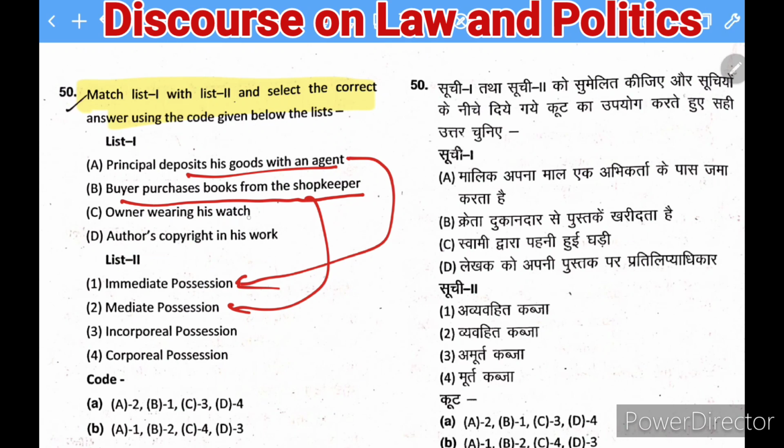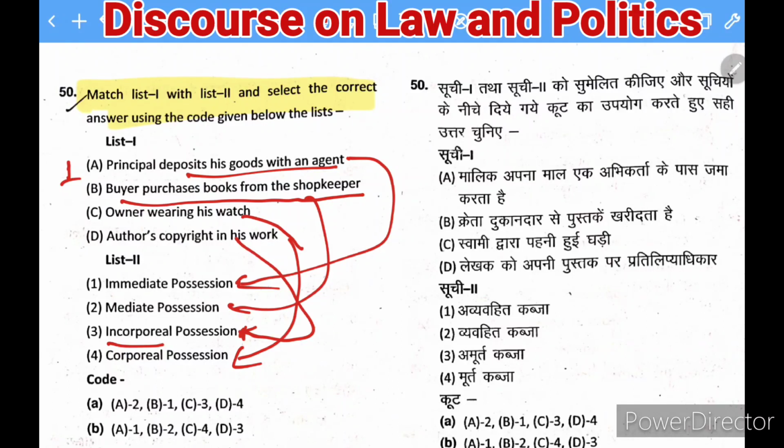Owner wearing his watch is called corporeal possession because the watch is in the hands of the owner. Author's copyright is a kind of incorporeal possession. So this is how you can find. Now let's match this one. A is going to be with 1 because this case is about immediate possession. He is getting possession immediately.